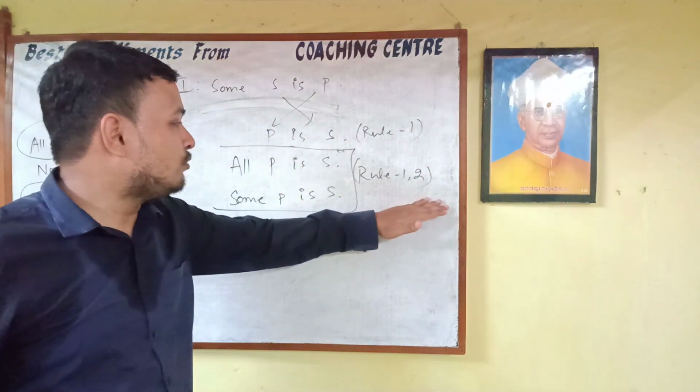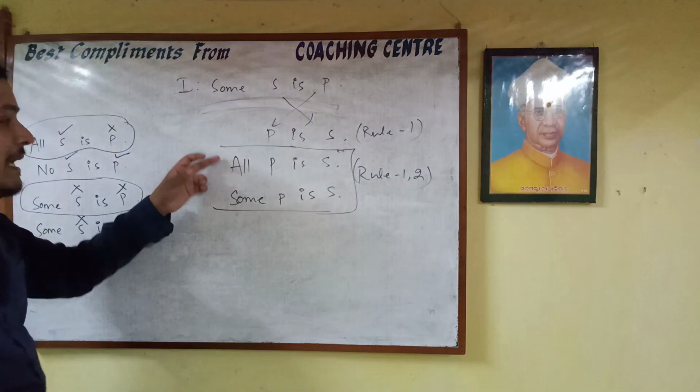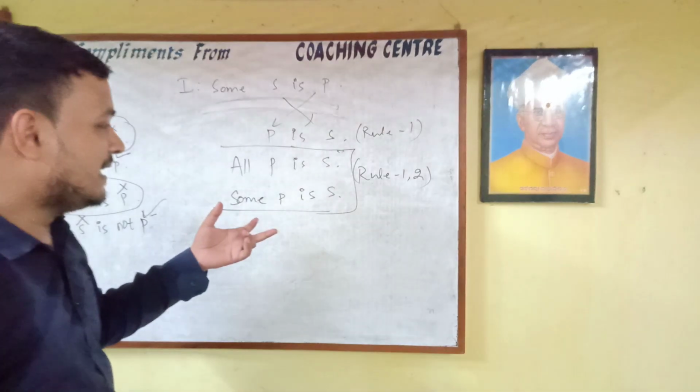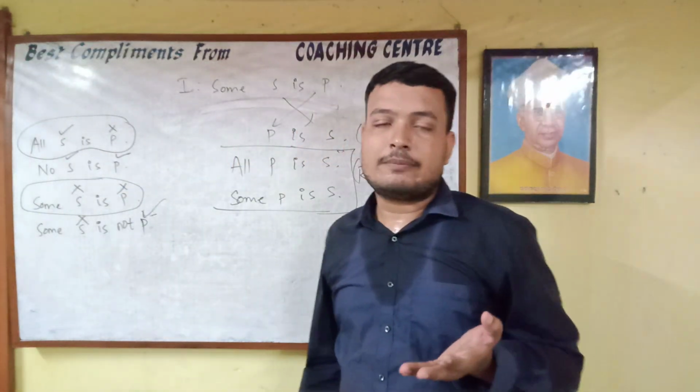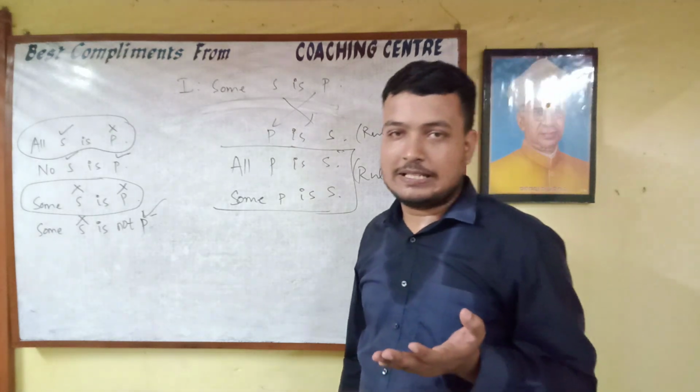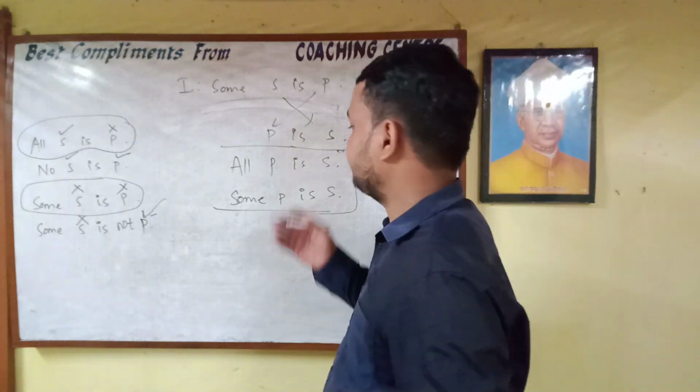So rules 1 and 2 are applied here. It may be all P is S, it may be some P is S. Okay, next the third rule: a non-distributed term in the convertant cannot be distributed in the converse, right?